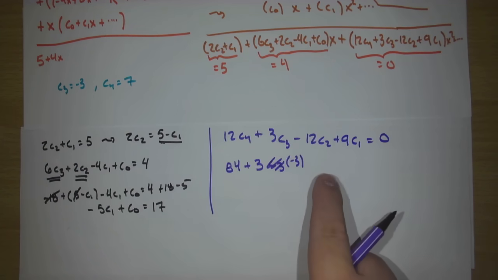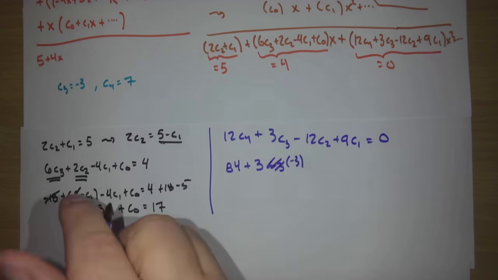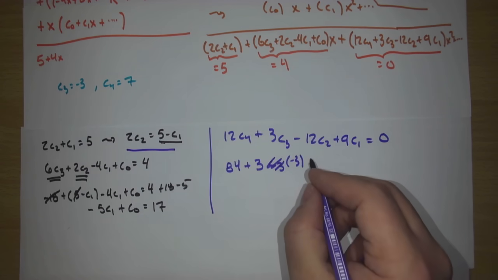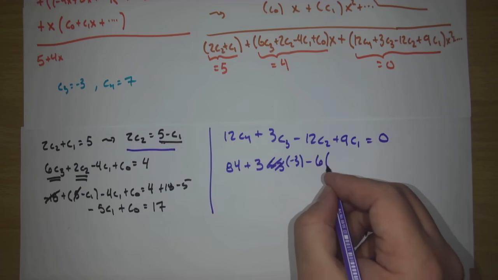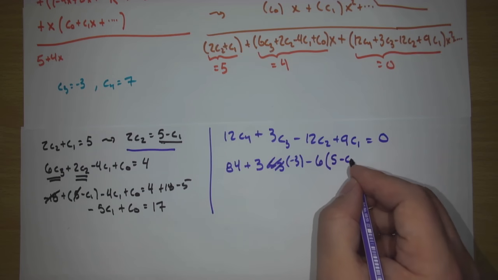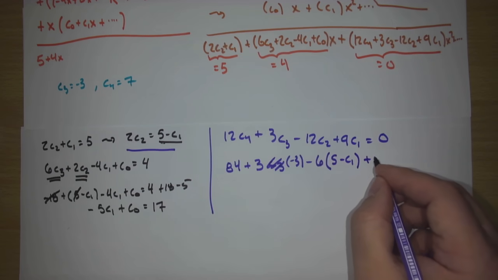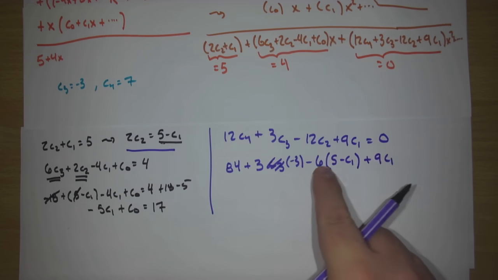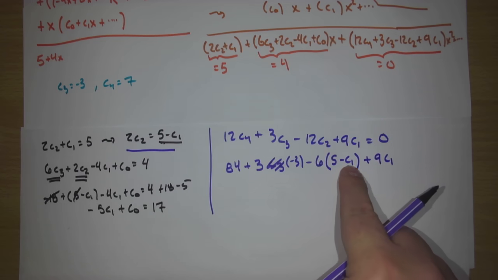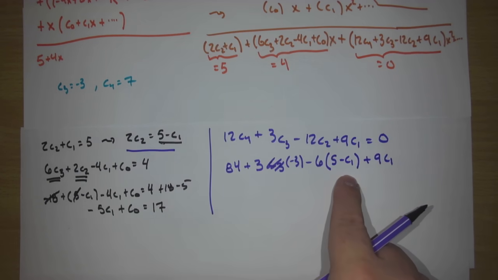3 times negative 3 is negative 9. Now c2, we still can use this, right? So this is minus 6 times 5 minus c1, because it's minus 6 times 2c2. So this is 2c2. Yes?